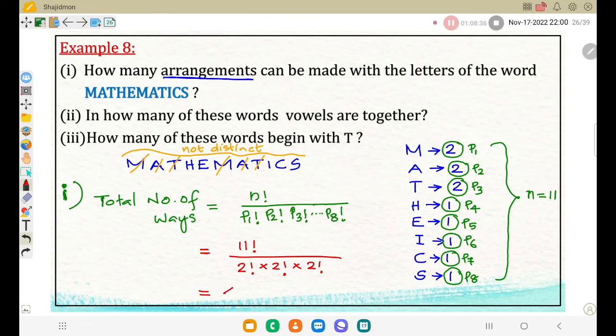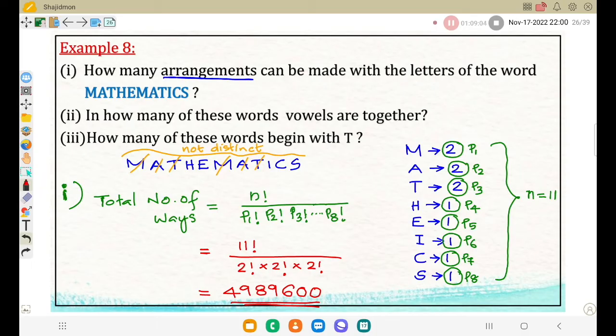4989600. I hope you understood. So the word mathematics, how many ways can we arrange it? This many ways, 4989600. It's a bigger number, correct? So that many ways we can arrange. 49,89,600 ways. This is the first part of the question.